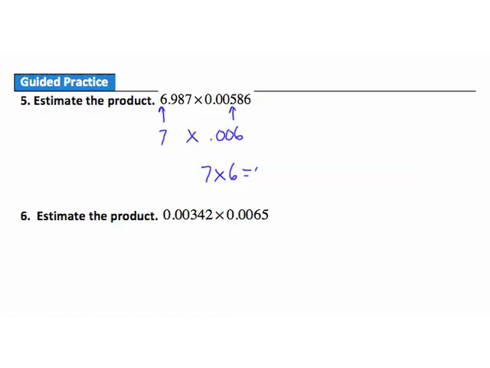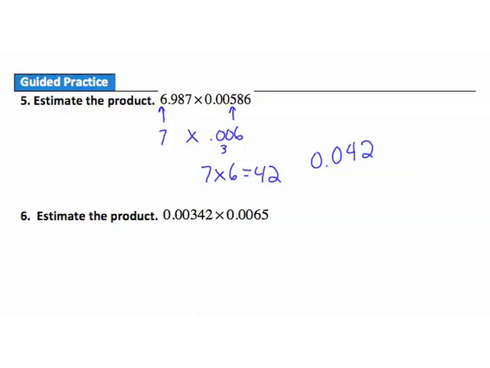7 times 6 is 42. Now I just need to make sure I get the correct number of digits behind the decimal in our answer. Looks like in the problem itself I had 3 digits behind the decimal here, so I need to have a total of 3 in my answer. So the 2 is 1, 4 is 2, and then I need to add one more 0. So I get an answer of 0.042 for my estimate of these products.